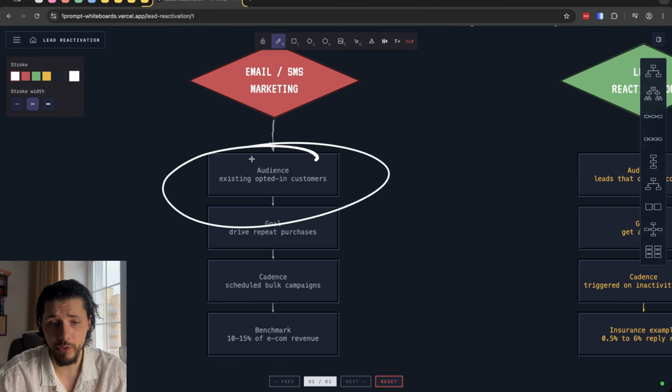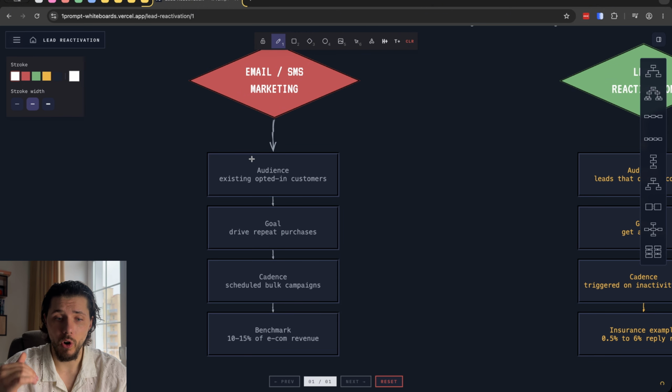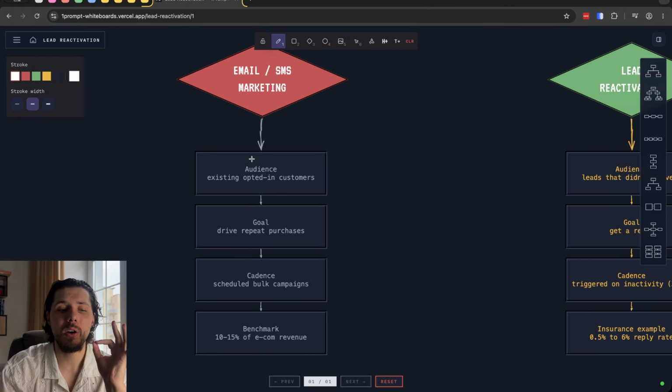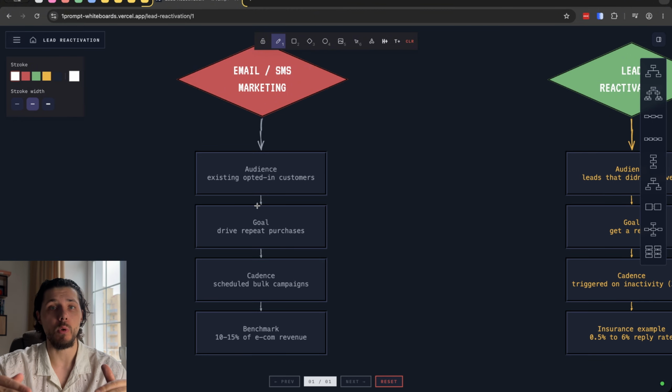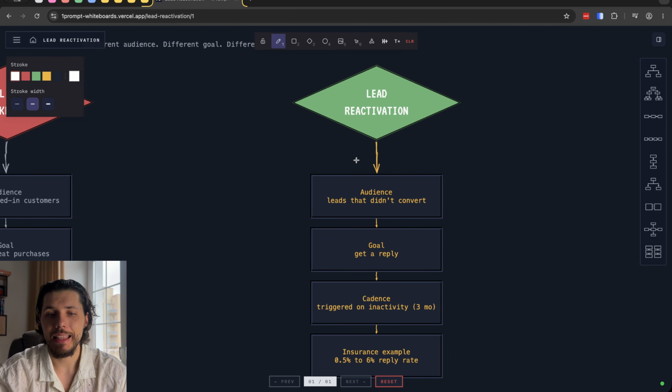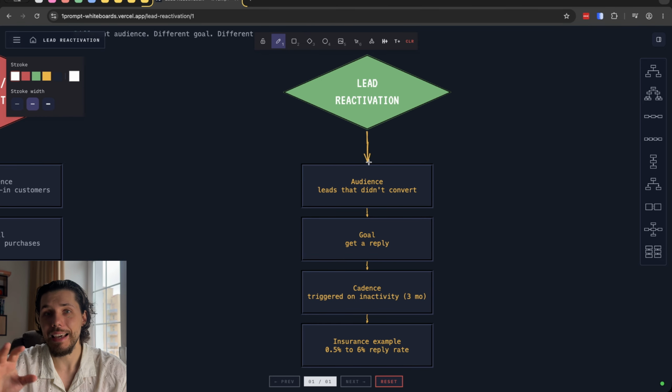So how does it work? The existing audience opts in as a customer. Let's say they buy something from you and opt in to the list, and the goal of email and SMS marketing is usually to drive repeat purchases. You usually schedule bulk campaigns with a promotional offer. Lead reactivation is very different because this is an audience that was never converted to a customer in the first place.